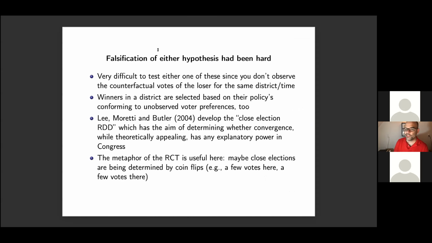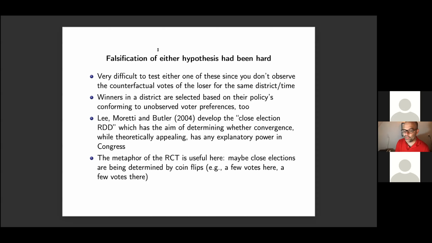So it's very difficult to test these since you don't observe the counterfactual votes of a loser for the same district. We don't observe what the loser would have done. We don't have overlap of losers that got 51% of the votes. By definition, in the United States, because of the majority voting rule used to determine winners, which is 51% or more, we don't observe what somebody who got 49% would have done had they gotten 51.